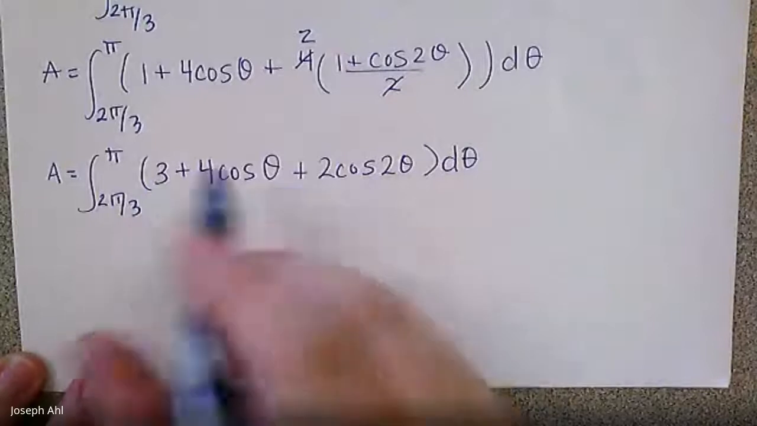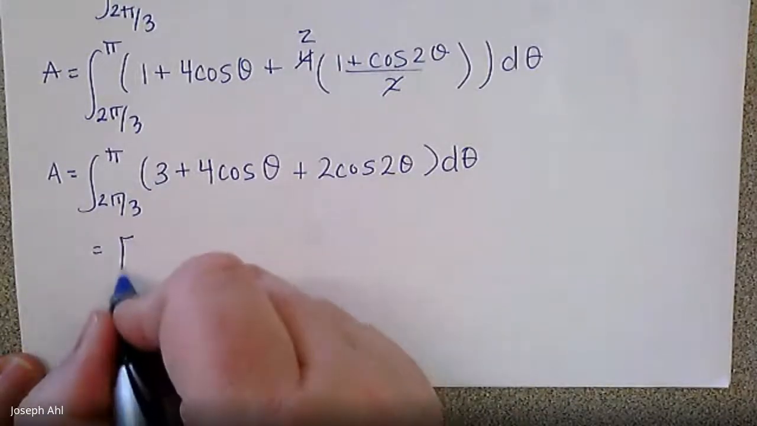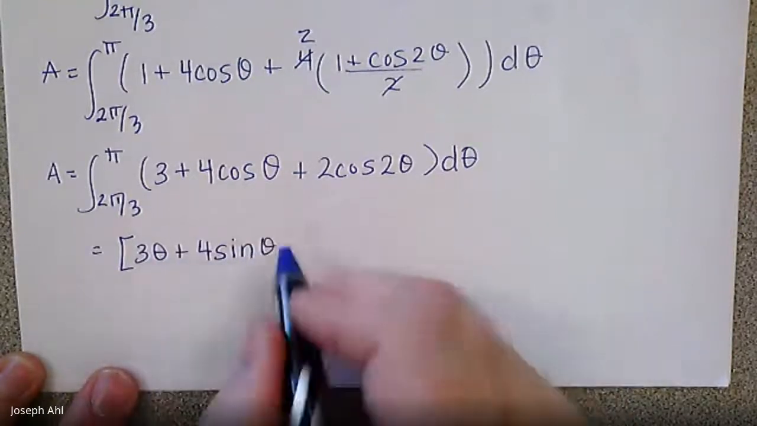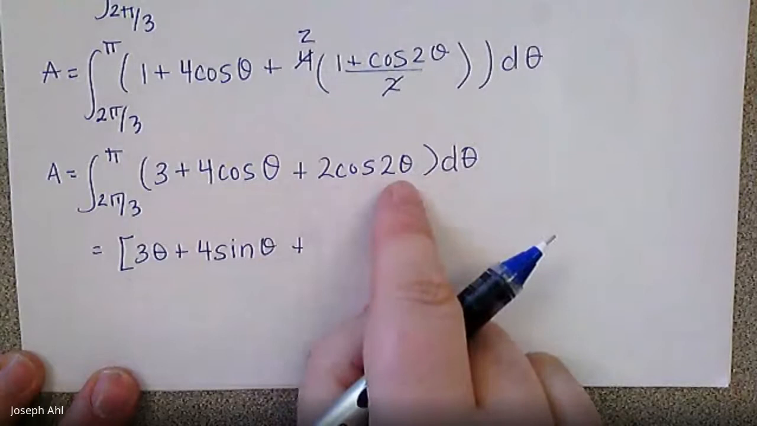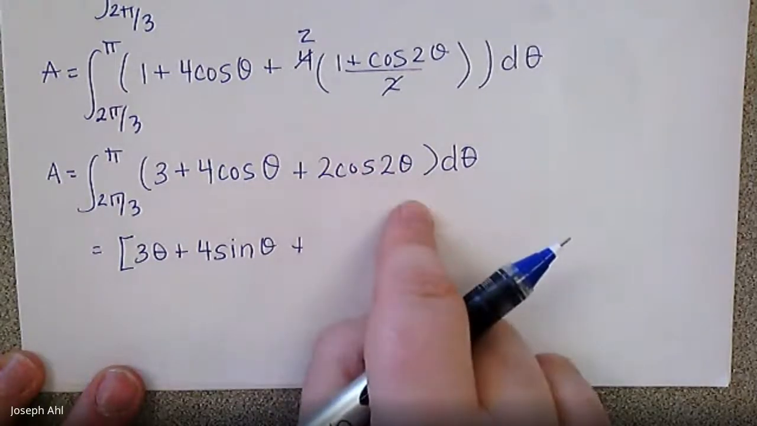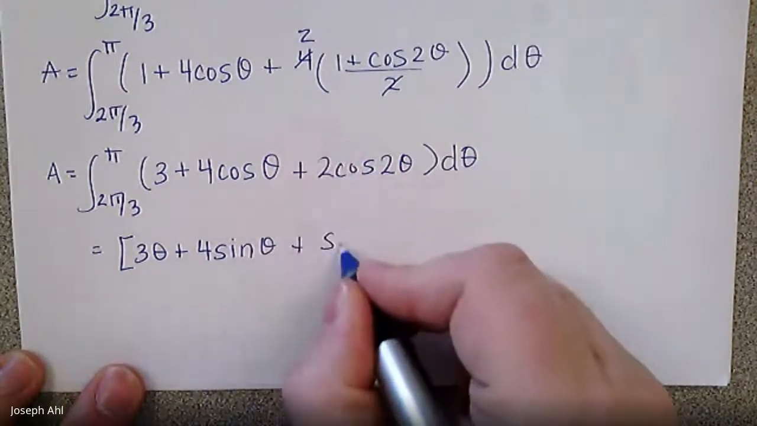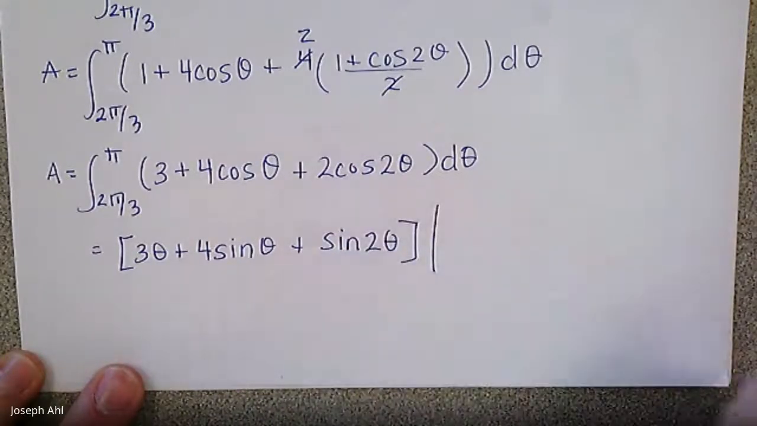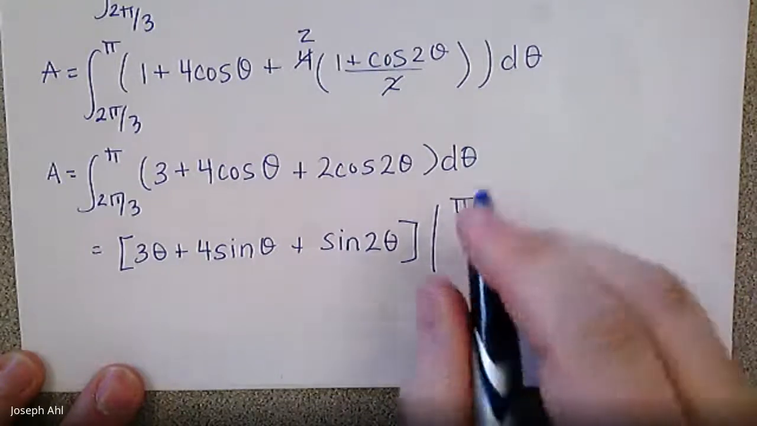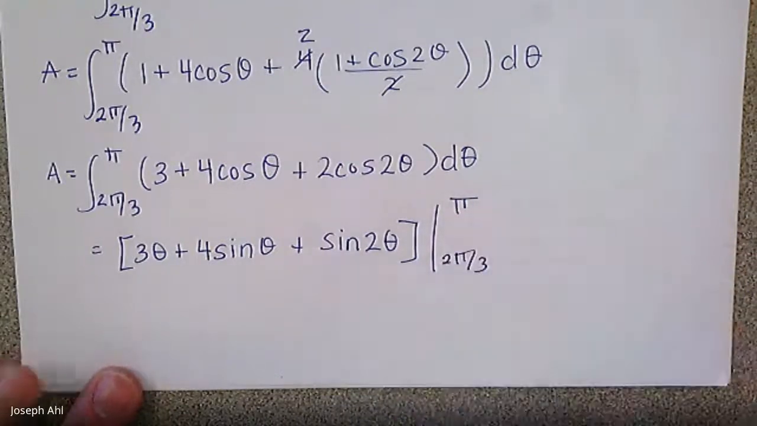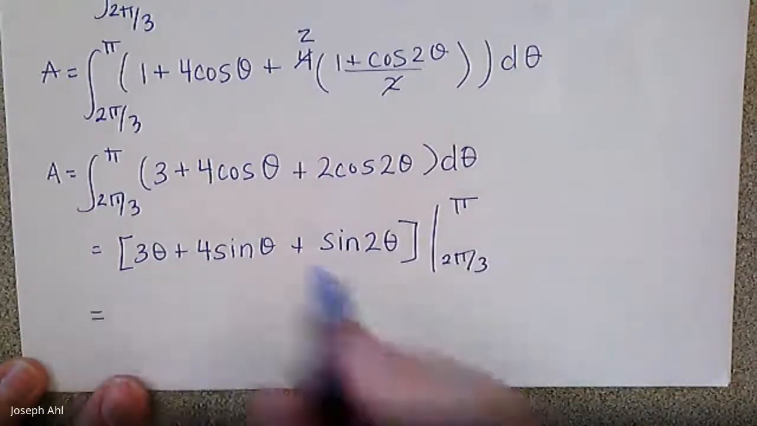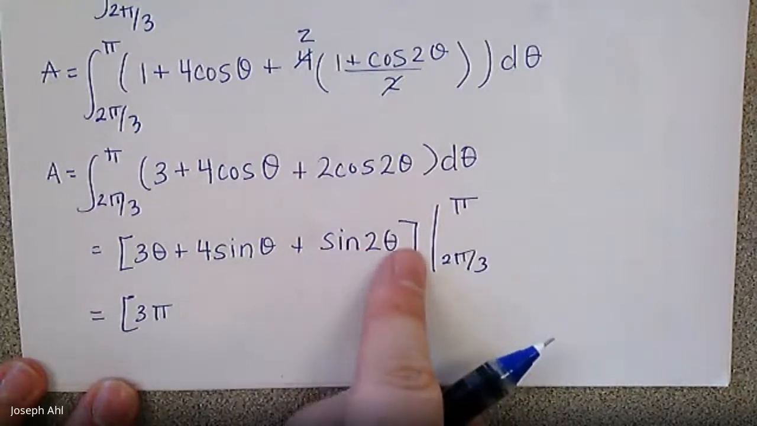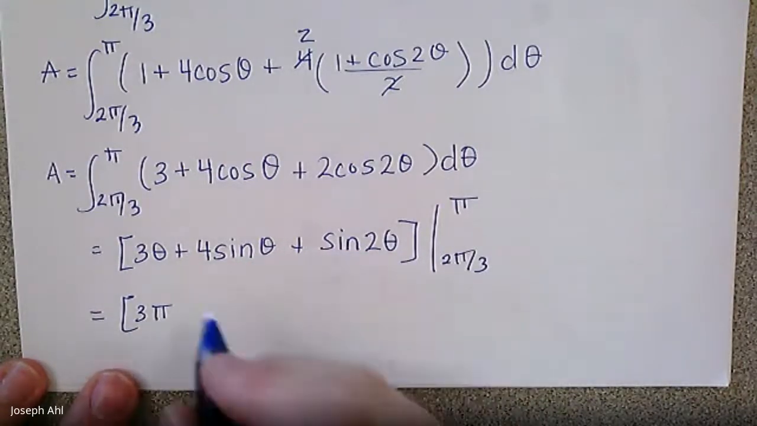All right, so if I take the integral, we're going to get that this equals 3 theta plus 4 sine theta, plus when I take the integral of cos 2 theta, it's going to be sine 2 theta divided by 2 with the 2 out front. That would cancel with the 2 in the bottom, so that just becomes sine 2 theta, which is kind of nice. And then we're integrating here from an upper bound of pi to a lower bound of 2 pi over 3. So when I plug in the pi's, what happens is we get 3 pi. Sine of pi is 0. Sine of 2 pi is also 0. So that all kind of goes away.